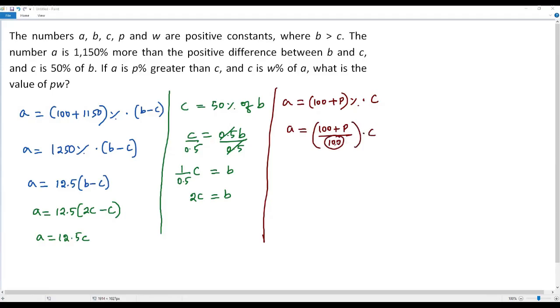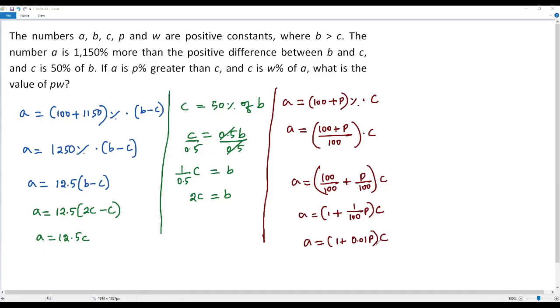Okay, here 100 is the common denominator for 100 and positive P. Now we can split up this stuff, that is A equals to 100 divided by 100 positive P divided by 100 times C. Okay, A equals to, when I simplify this one, I am getting 1. And here we can write this P over 100 as 1 over 100 times P times C. Okay, A equals to 1 positive. When I simplify this 1 over 100, I am getting 0.01 P. Everything is multiplied by C.